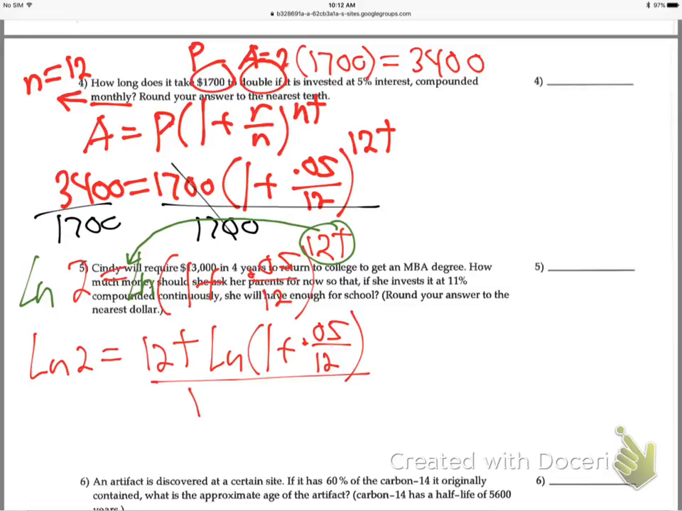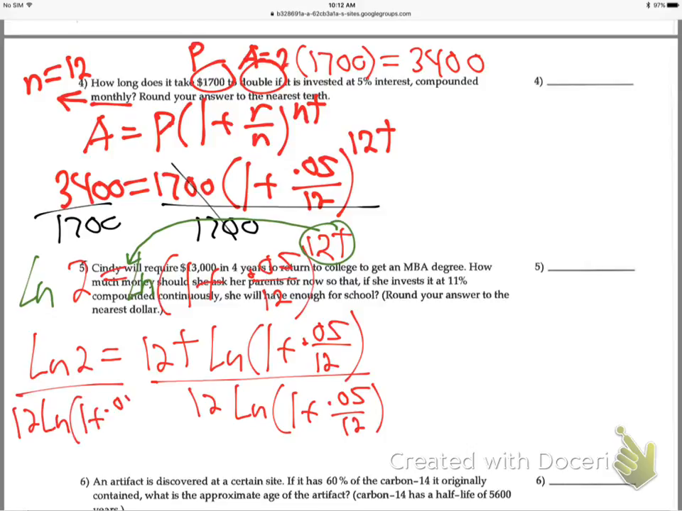Now last step is divide. Divide by everything other than the t, so that we can get t alone. There we go. T's alone. Hit the buttons, whatever that thing is. Somebody got it? 13.9.